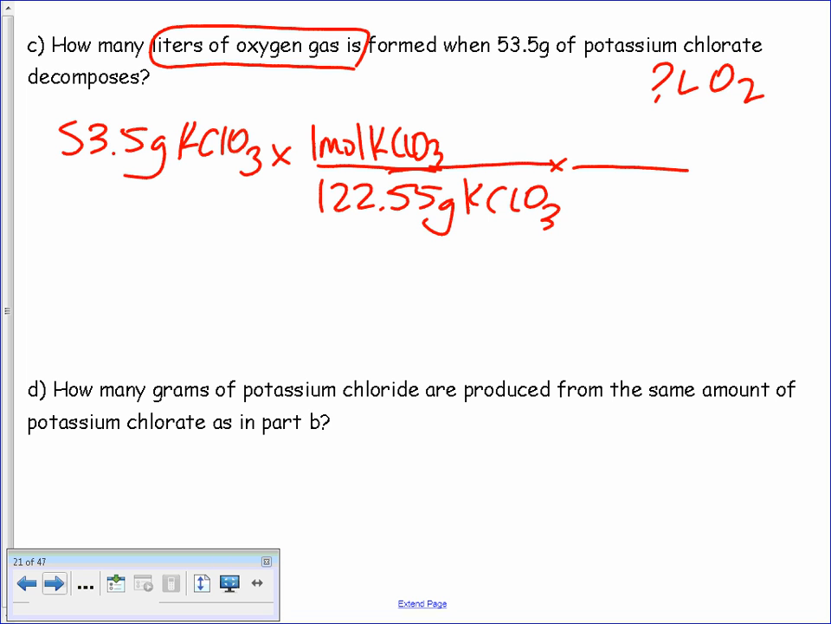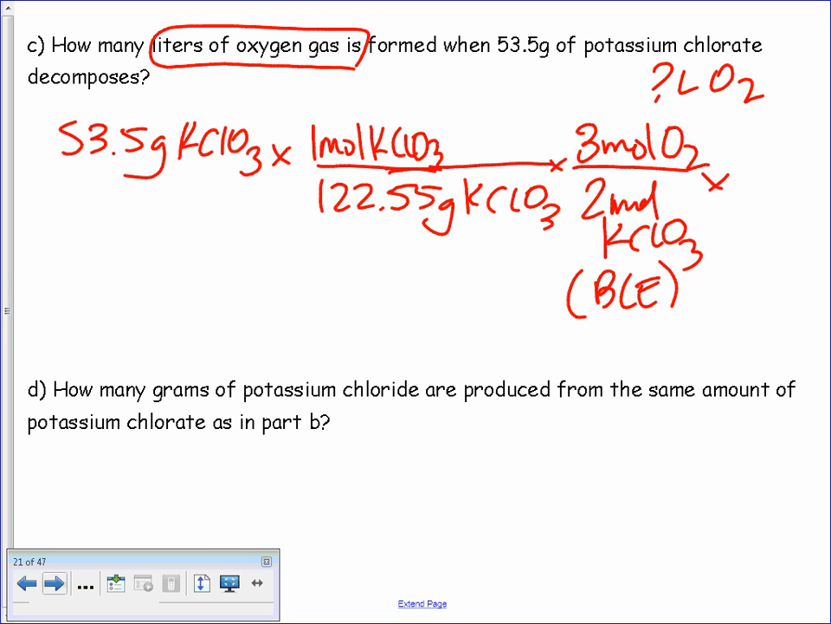Okay, so what's that ratio? So 3 moles of oxygen on top, because that's what you told me from the BCE earlier, and 2 moles of potassium chlorate on bottom. Same story. Those numbers just straight come from the BCE, and I'll write that here just to remind you. And now I'm in a place where you can get me to liters. 1 mole on bottom. And how do you know that number? Just remember it, right? 22.4 liters per mole. So then grams of potassium chlorate go away, moles of potassium chlorate go away, moles of oxygen go away, and we're stuck in liters of oxygen, which is what we wanted. When you're ready.